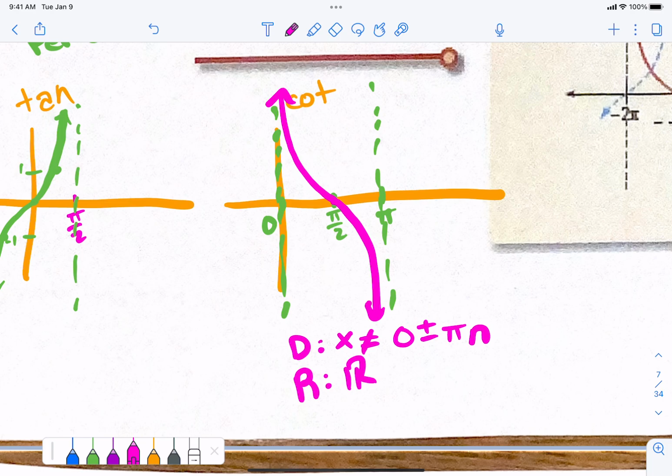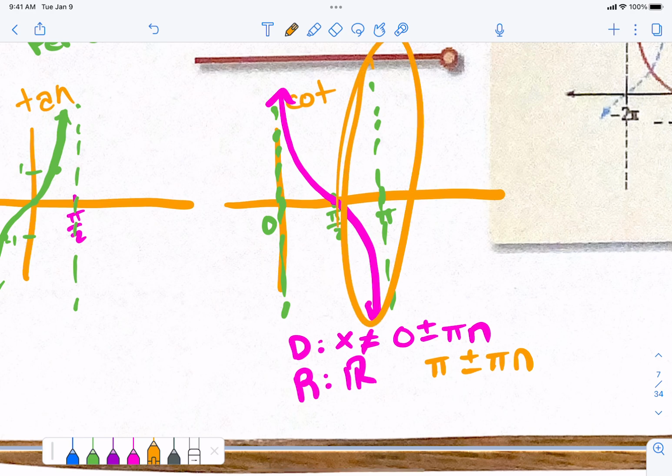Okay, now you could get away with, rather than putting 0 plus and minus pi n, you could just put plus minus pi n. Does that make sense? You wouldn't have to put the 0 on there. Or we could also do, instead of 0 plus pi n, pi plus or minus pi n. Because plus minus pi n would still hit 0. So it doesn't matter. You can do either one of those for the domain. That's fine. Okay, good? All right, let's graph him.